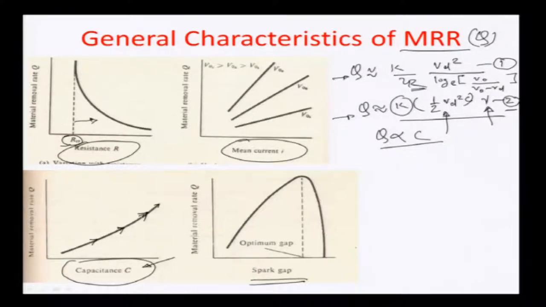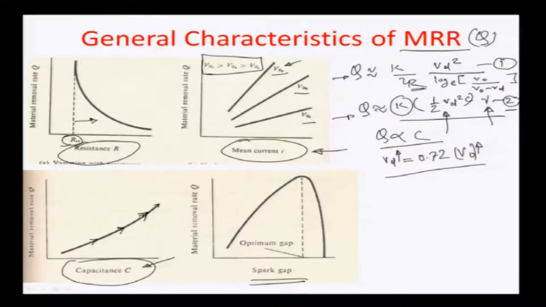Let us look at the variation of material removal rate with respect to mean current I, as can be found in this graph here. You can see that there are different operating voltages, VO3, VO2 and VO1, with an interrelationship mentioned at the top left corner of the graph. The operating voltage VO3 is the highest, followed by VO2, followed by VO1. And as is obvious, VD or discharge voltage is actually equal to 72% of the operating voltage for maximum power transfer, which we had calculated and shown in detail earlier. And so, if the operating voltage is more, the discharge voltage also subsequently rises.